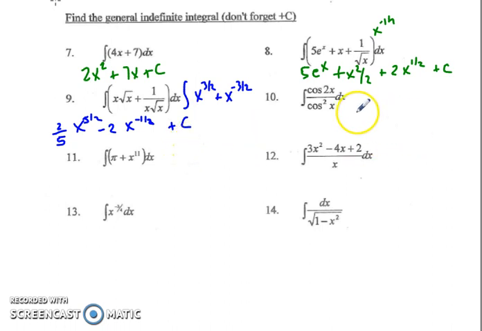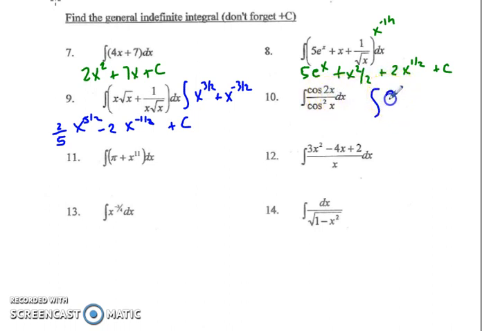Now this next one, cosine of 2x, I need to use a half-angle formula for the cosine of 2x. And if it makes you feel any better, I just had to pause the video so I could go look up the cosine double angle formula. So I'm not really expecting you to memorize it either.